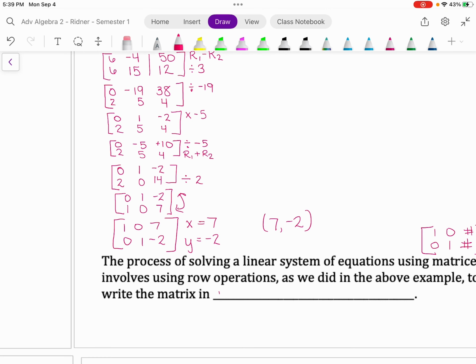And this is called row reduced echelon form. Watch the next video that will be much quicker on how to just type it in your calculator.